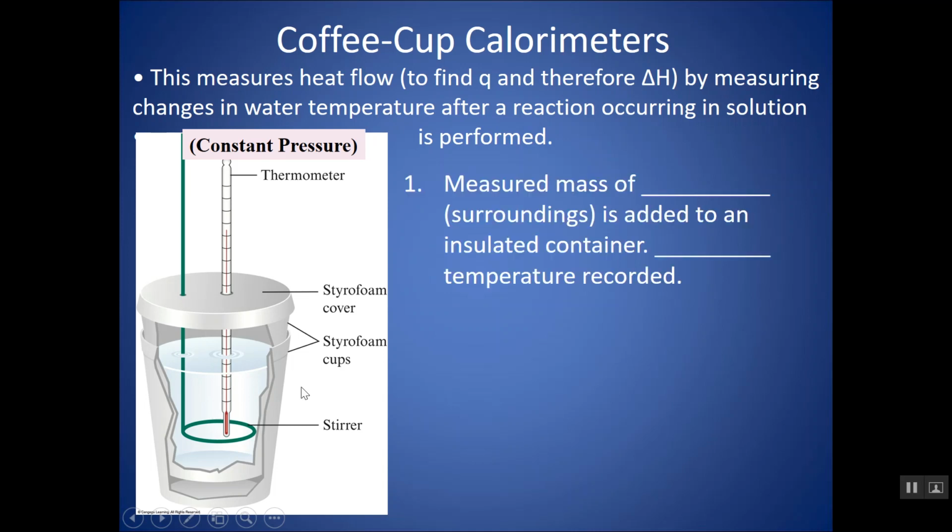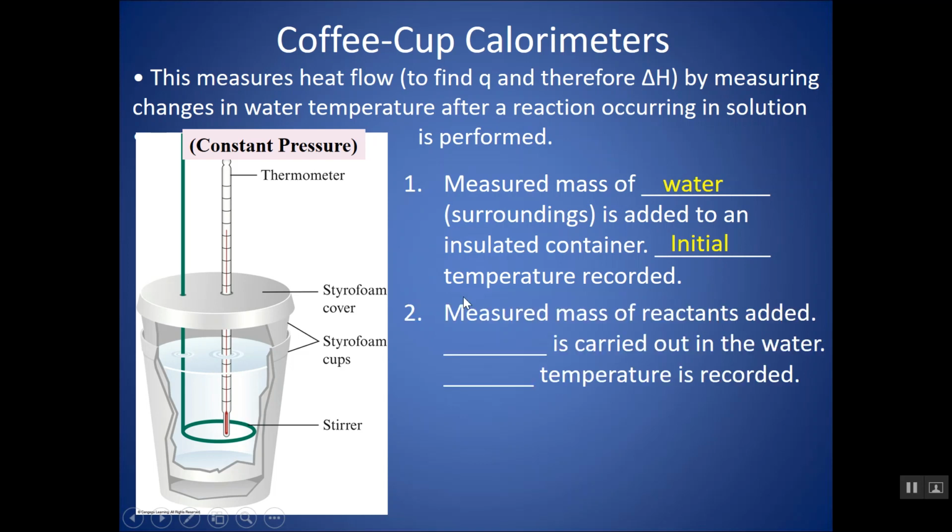Okay, so there's a couple of steps that you would want to do in an experiment. First you would measure out the mass of the water to put in your cup, and you would add it to your insulated container, and you would measure the initial temperature. Then you would measure out the mass of the reactants that you want to react. Then you would put those reactants into the water, and you would carry out your reaction. And based on the reaction, the temperature change of the water is going to tell you if it's endothermic or exothermic. So remember, if the temperature goes up, of the surroundings water.